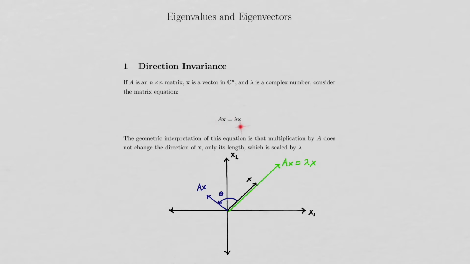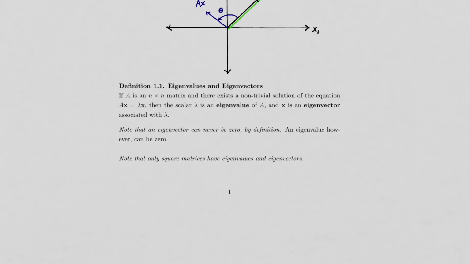And whenever this equation is satisfied, we give these things special names. In particular, we'll say if A is an n by n matrix, and there is a non-trivial solution of this equation, Ax equals lambda x that we were just looking at, then we call lambda an eigenvalue of A, and x is an eigenvector associated with lambda. Notice that an eigenvector can never be zero by definition. That's because non-trivial means that x cannot be zero.